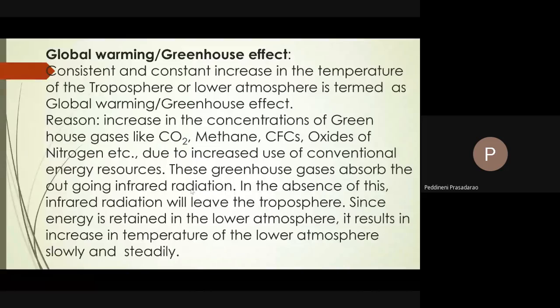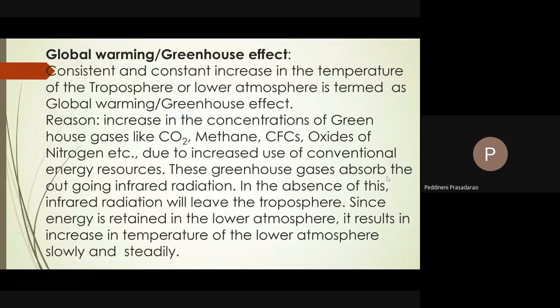They have that particular ability to absorb this higher wavelength or lower energy radiation. Since they have this specific property, these greenhouse gases normally absorb the outgoing infrared radiation. The infrared radiation which is supposed to leave the lower atmosphere is absorbed by these gaseous molecules, and as a result, the infrared radiation is retained by the gaseous molecules present in the lower atmosphere.